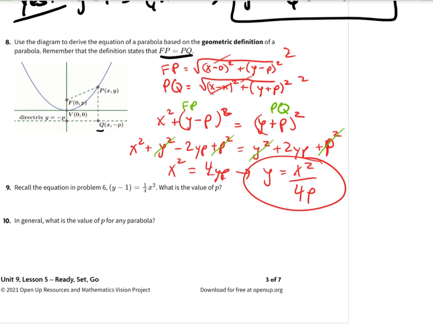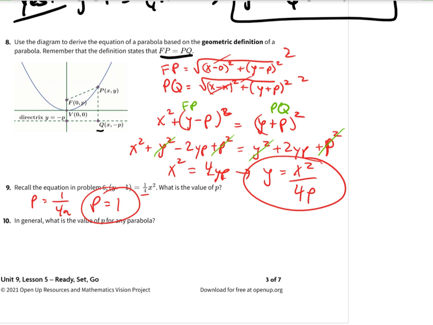So for number 9, recall the equation from problem 6. What is the value of p? Well, once again, p is equal to 1 over 4a. All right, and a is 1/4 for this problem. So p is equal to 1 over 4 times 1/4. So p is just 1.